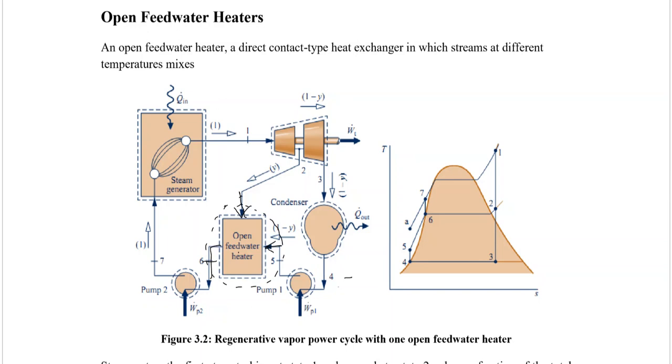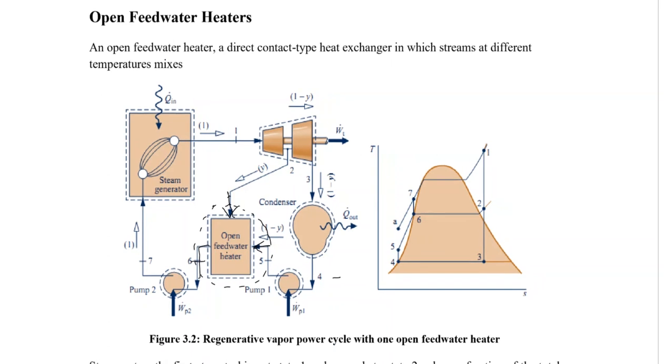If I'm balancing the energy balance of the open feed water heater, ignoring the kinetic and potential energy, there would be energy coming in at state number 2, that would be Y H2. There would be energy coming in at state number 5, that would be plus 1 minus Y H5, and energy leaving at state number 6. The energy entering the open feed water heater should be equal to the energy leaving it.